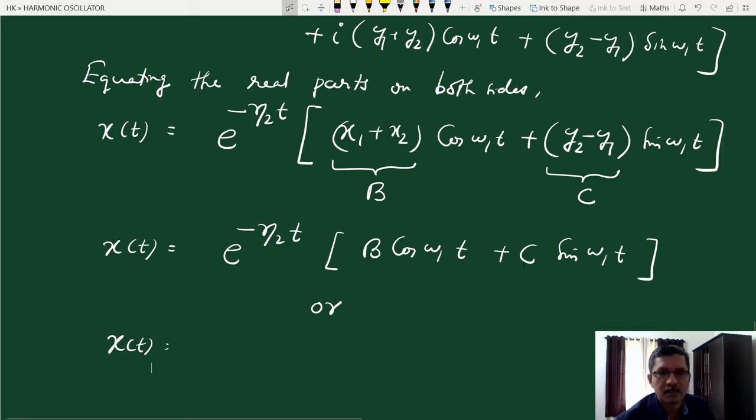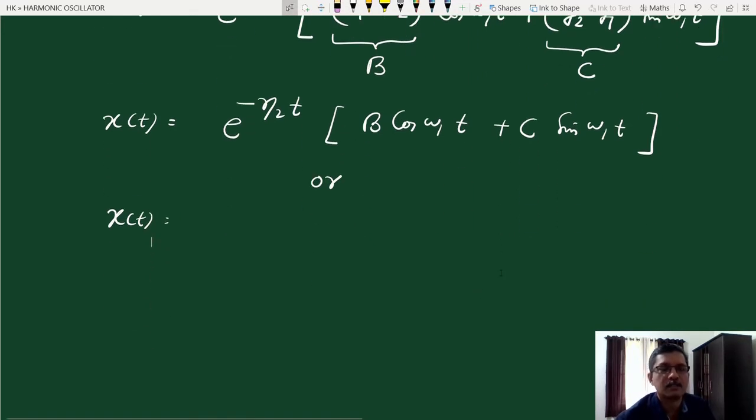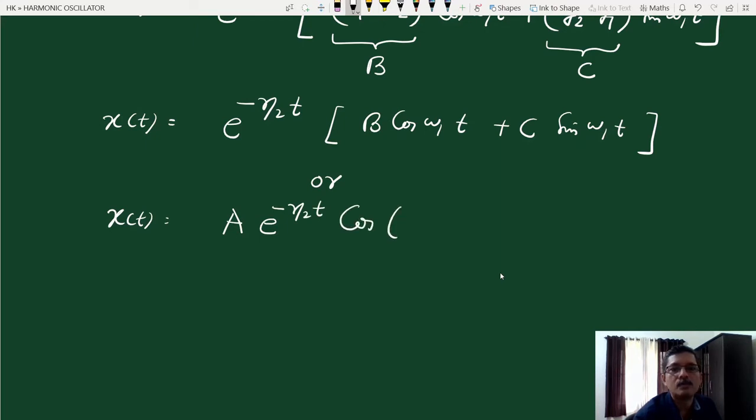Remember the previous class on the ideal harmonic oscillator. The solution of an ideal harmonic oscillator you can either write in terms of b cos omega 0 t plus c sin omega 0 t, or in another way, with some constant A, and of course this exponential part, e raised to minus gamma by 2t into cos omega 1t plus phi, where phi is some initial phase or phase constant.